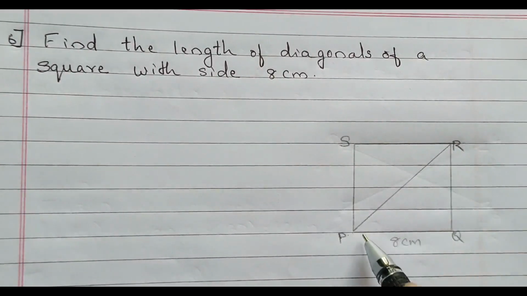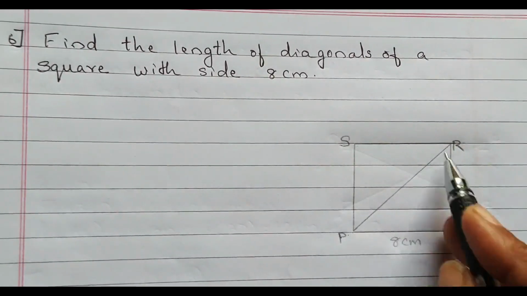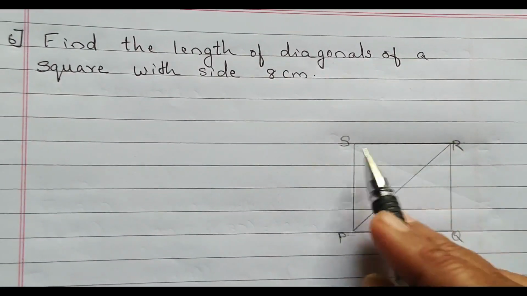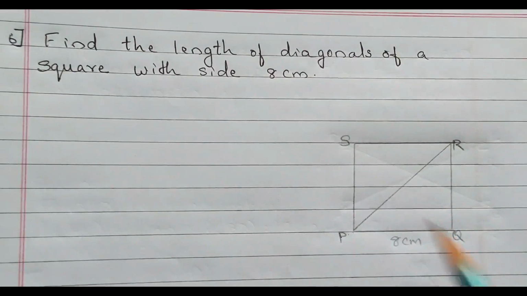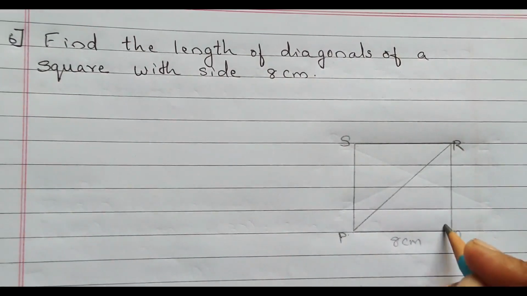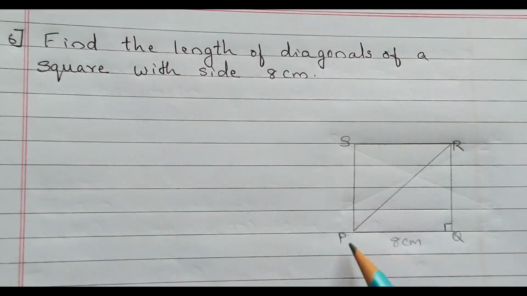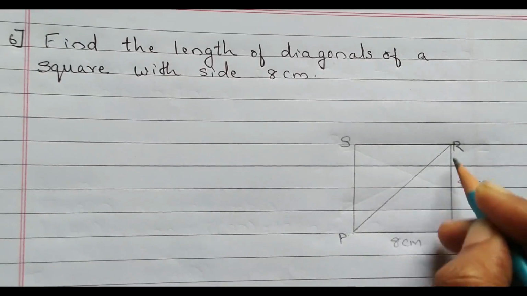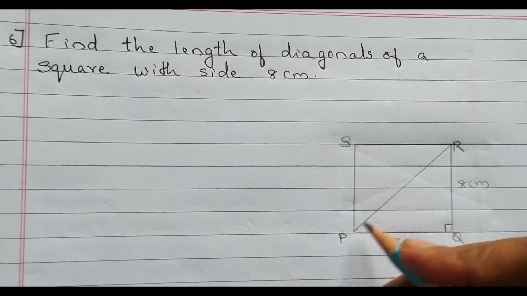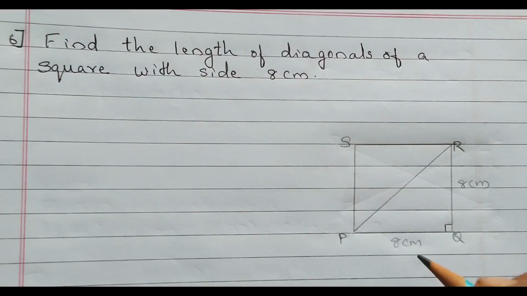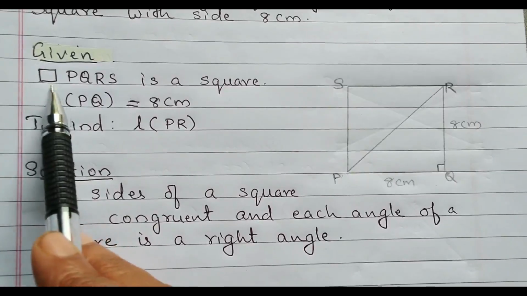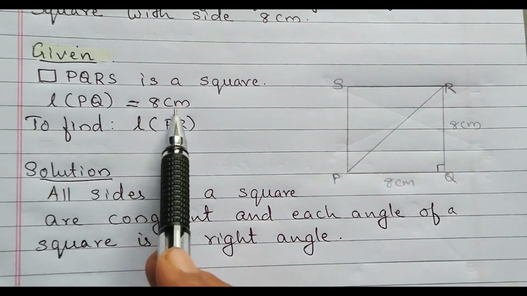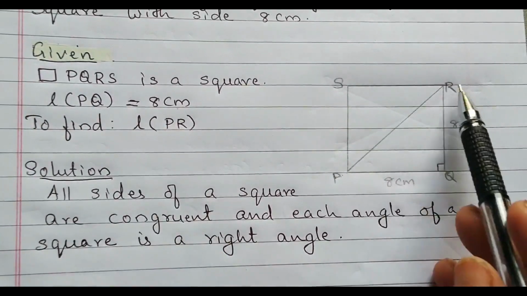So what are the properties of the square? Yes, all sides of a square are congruent. And also each angle of a square is 90 degrees. So this triangle PQR becomes a right angle triangle. If PQ is 8 centimeters, QR is also 8 centimeters. Once you know the two adjacent sides, you can find PR using the Pythagoras theorem. So it's given quadrilateral PQRS is a square and length PQ is 8 centimeters. We want to find the diagonal PR.